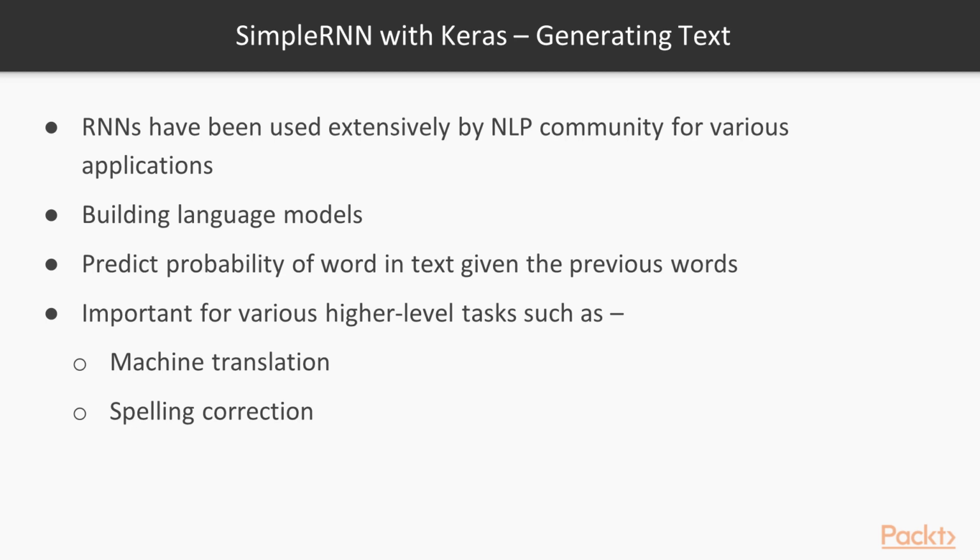RNNs have been used extensively by the natural language processing community for various applications. One such application is building language models. A language model allows us to predict the probability of a word in a text given the previous words. Language models are important for various higher-level tasks, such as machine translation, spelling correction, and so on.